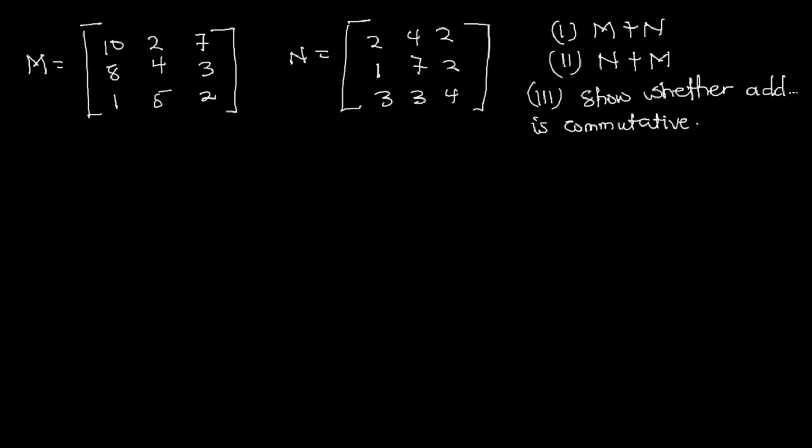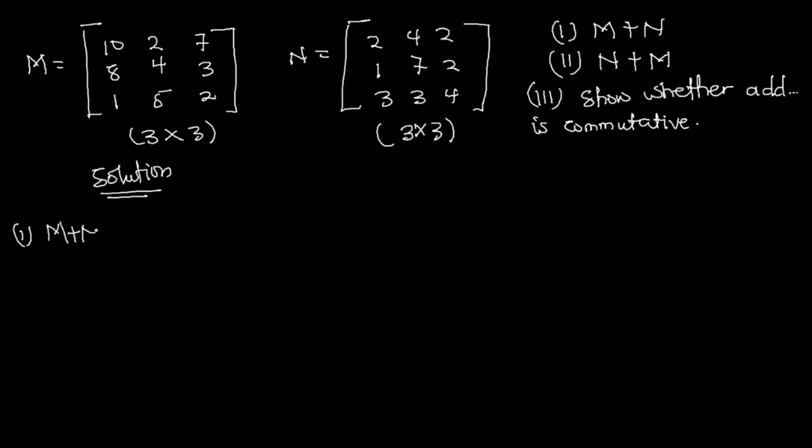All right, so let's write down the solution for this example. First of all, we need to check whether the order of the matrices are the same before we can add them. This is row 1, row 2, and row 3, so we have 3 rows, and column 1, column 2, column 3. So this is a 3 by 3 matrix. This matrix also has row 1, row 2, row 3, and column 1, column 2, column 3, so this is also a 3 by 3 matrix. The fact that the order of the matrices are the same means we can easily add them. So let's look at part (i).